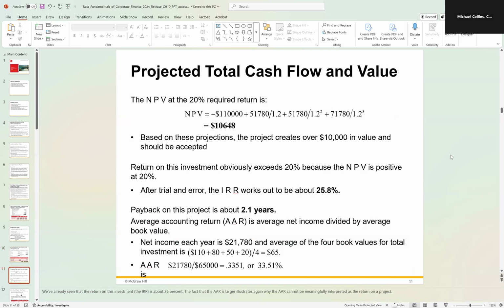The NPV at the 20% required return is just giving those numbers here; the 20% required return is effectively our discount rate. Based on these projections, the project creates over 10,000 in value and should be accepted. Return on this investment obviously exceeds 20% because the NPV is positive. That's another back of the napkin trick. The discount rate or the required rate of return is effectively a threshold, right? So if your number is positive NPV and there's a discount rate or required return of 20%, the project's giving off more than that. After trial and error or using a financial calculator, the IRR works out to be 25.8%.